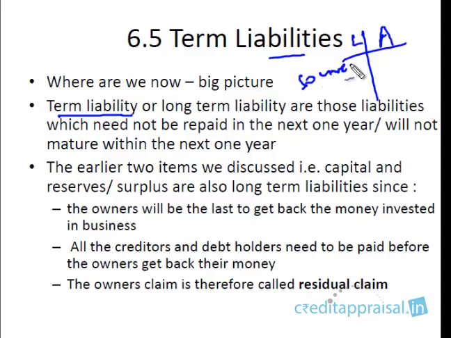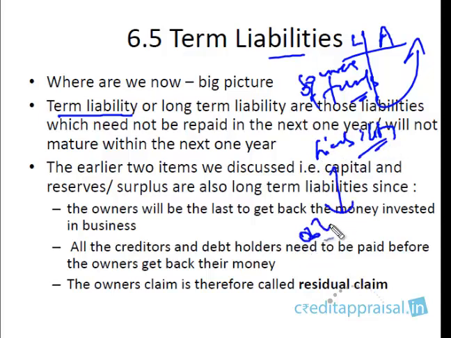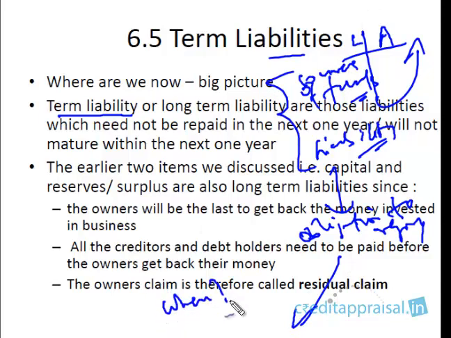These are the people from whom the company has borrowed funds, and therefore it has to repay. What is a liability? Liability is an obligation to repay. So the company has borrowed funds from these people, which appear under the liabilities head, and the company has to repay them one day. So when is it going to repay? That is the question.